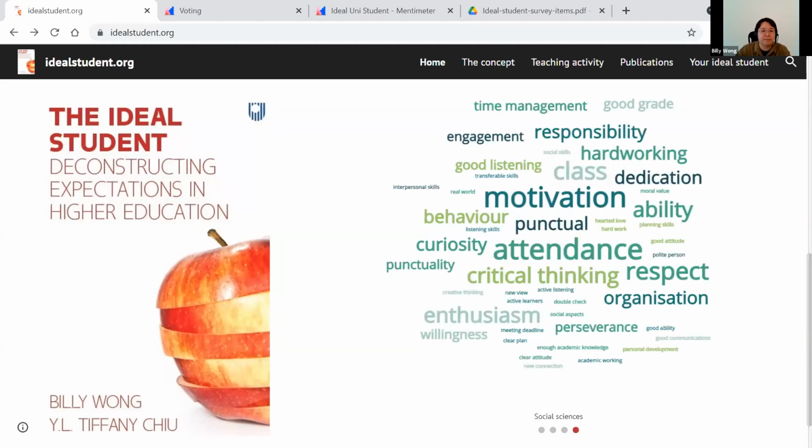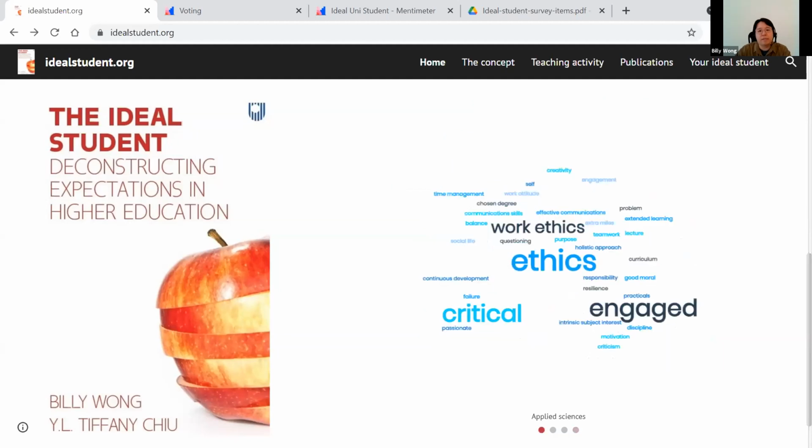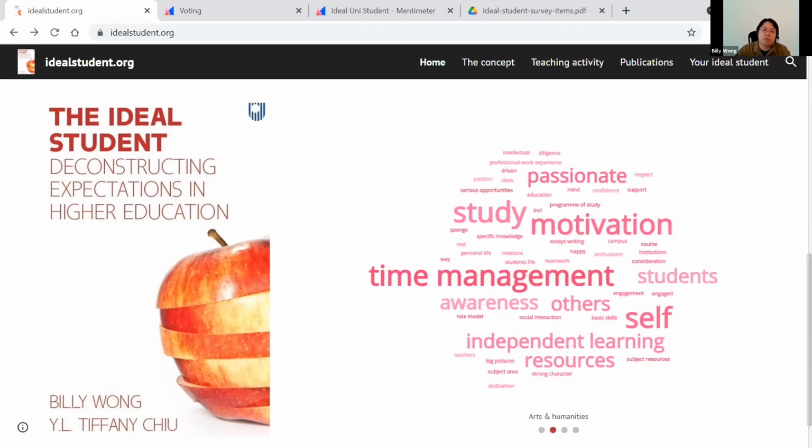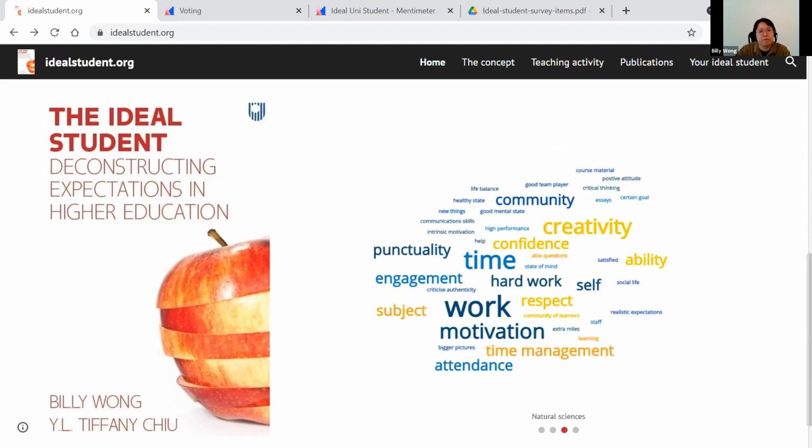Afterwards, I started doing more research in the higher education context, and from 2015 onwards, I was doing pilot studies to better understand the academic success of students from underrepresented backgrounds.